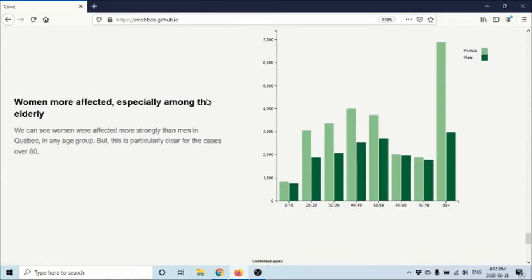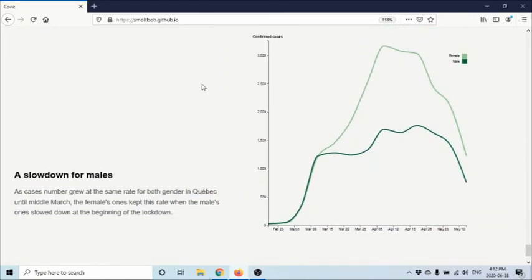Now, the last but not the least is about the female and male evolution. Now, as you see here, as cases number grow at the same rate for both genders, in Quebec, until middle March, the females one kept this rate, and the males one slowed down at the beginning. And again, it is evident that the female was affected more through time, especially this period of time. But fortunately, both are going down.